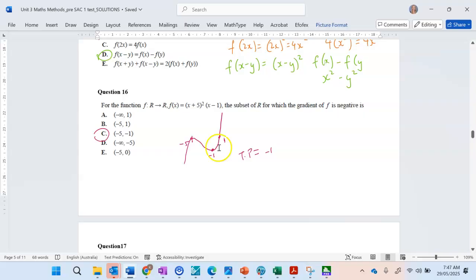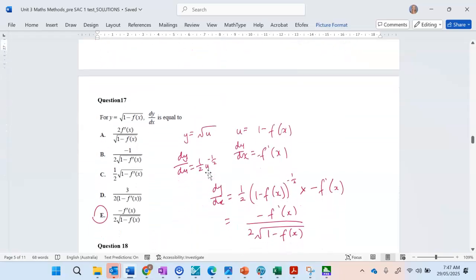So we want the gradient to be negative, similar to the one we did before. Just looking at the cubic, you can sketch your graph, get your two turning points and see where it goes down. Okay, so yeah, easy one.